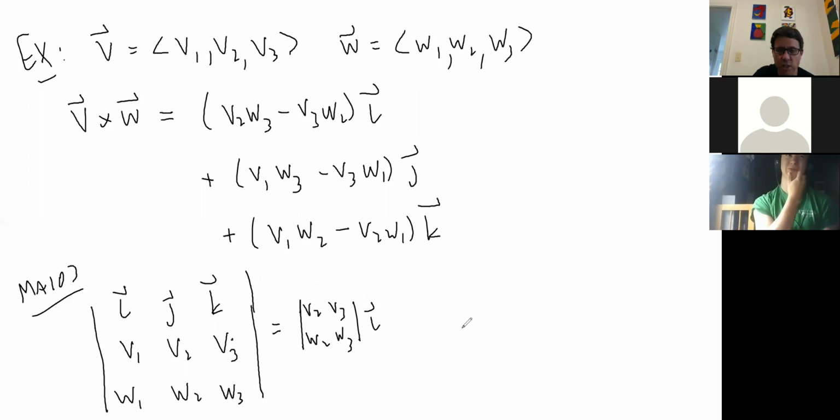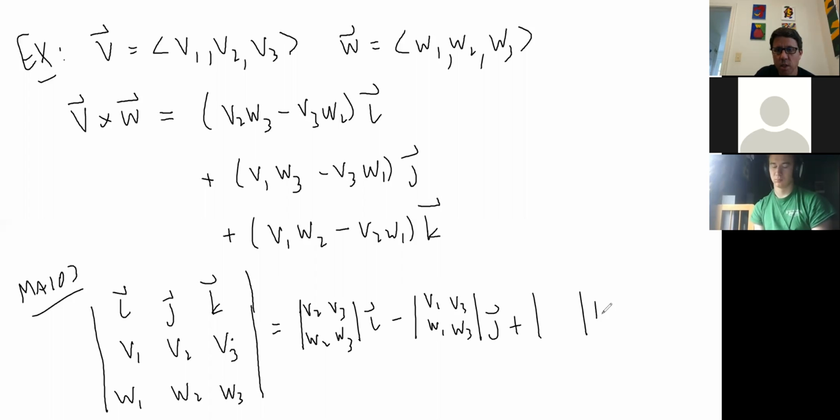For the j direction, it turns out that it's minus when you pull out the parts for j, so it'll be v1, w1, v3, and w3. And then for k, I pull out this little subdeterminant here, v1, v2, w1, w2. So you can see the only reason this works in 3D is this determinant like this only works in 3 dimensions. And so there are all sorts of properties that come out of this. You can either remember it as this formula, or try and do this distributive property here. All right, that's a lot of talking. Let's do some examples here.